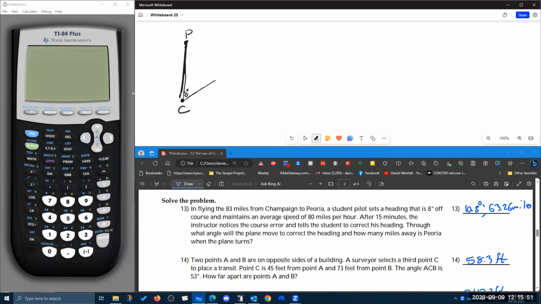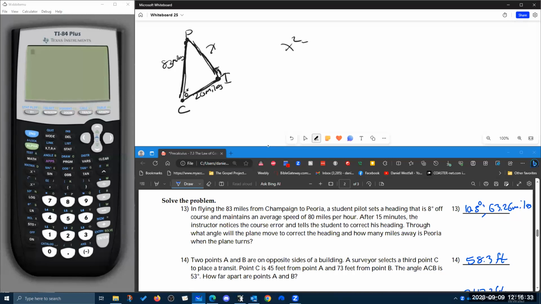The original distance was 83 miles, and he flew a quarter of an hour at 80 miles an hour. He went 20 miles before the instructor realized that they were off course. They now need to course correct, and we want to find this distance here that they need to correct, and we want to find this angle here that they need to turn to get back on course.